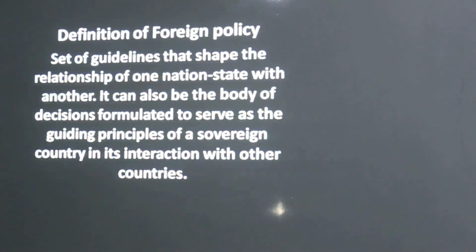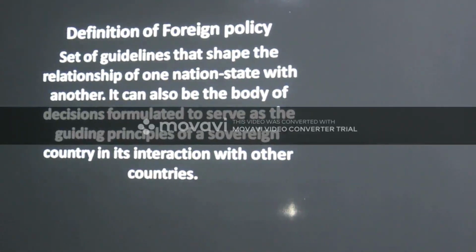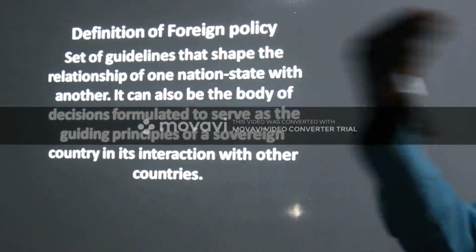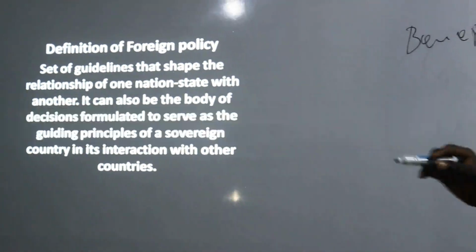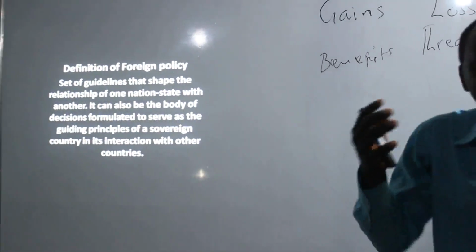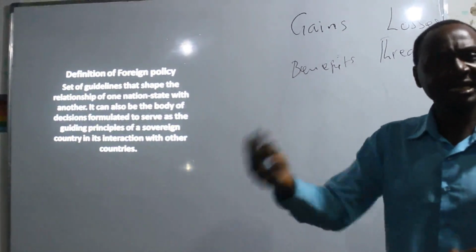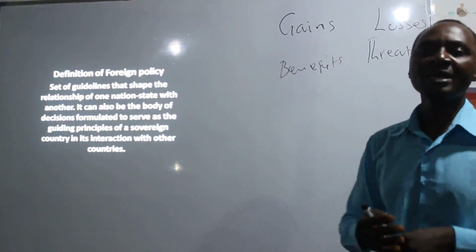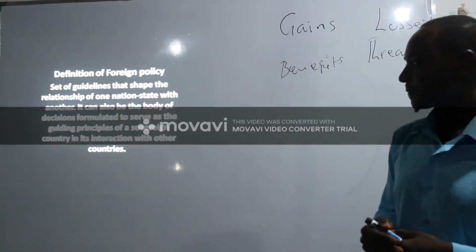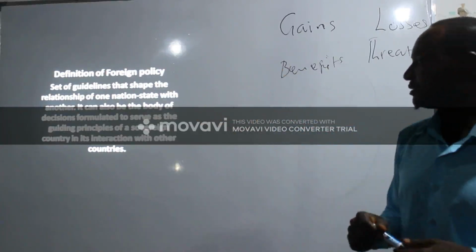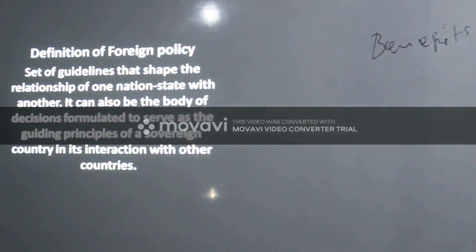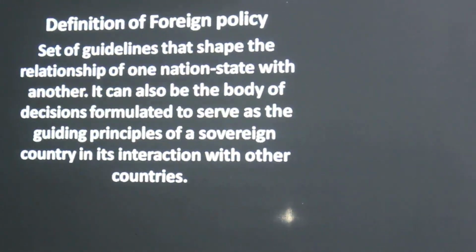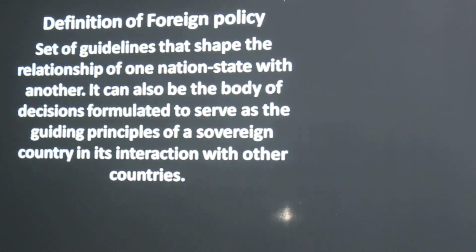As they relate, they have a lot of things to protect, as they also gain from other countries. Now Nigeria will want to get something from Ghana, but there are things she would want to protect. So which type of policy should I make? There should be guidelines, even as Nigeria relates with Ghana and other countries of the world. The second was that it can also be the body of decisions formulated to serve as the guiding principles of a sovereign country in its interaction with other countries. I think I've explained this.